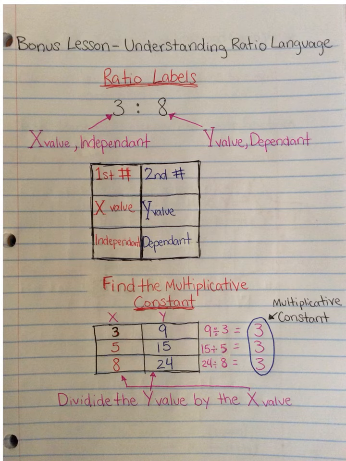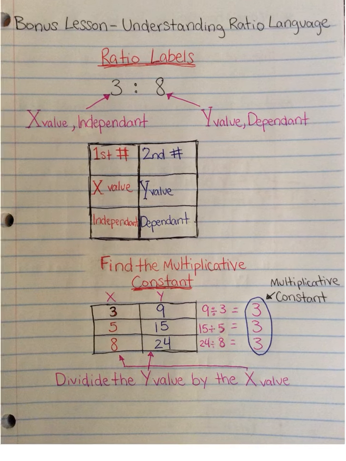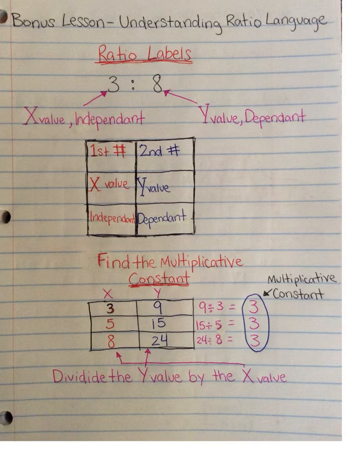So moving down here, we are talking about the multiplicative constant in a ratio table. Now, we've already labeled our x value. So on our x column, we have 3, 5, and 8. And our y column, we have 9, 15, and 24. So our ratios here are 3 to 9, 5 to 15, and 8 to 24. This is just a normal ratio table like we've been creating. However, we are going to take a look at how to find the multiplicative constant.